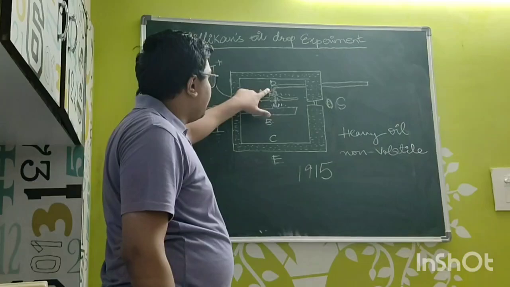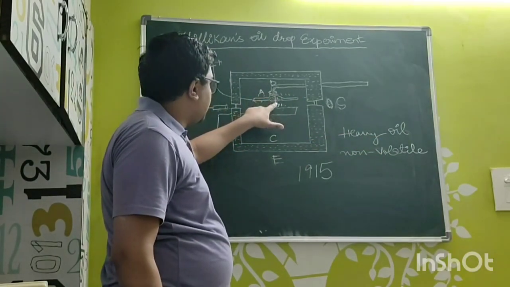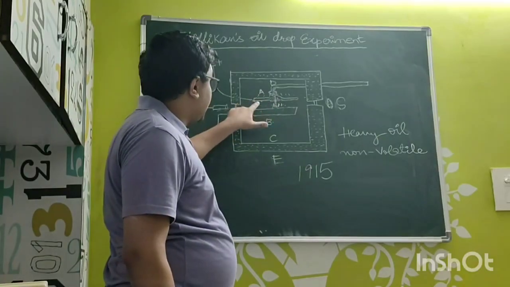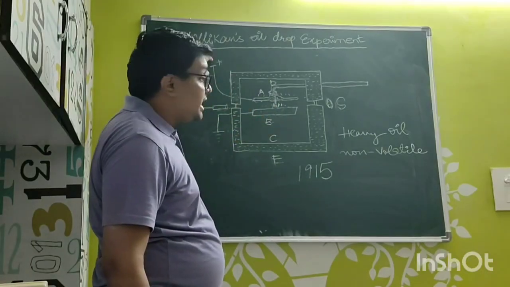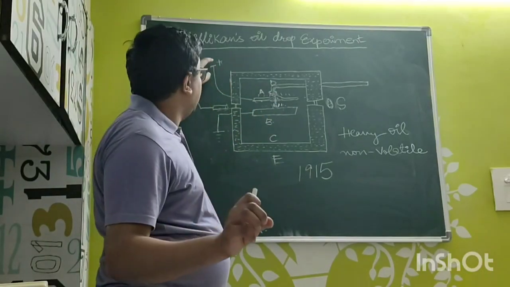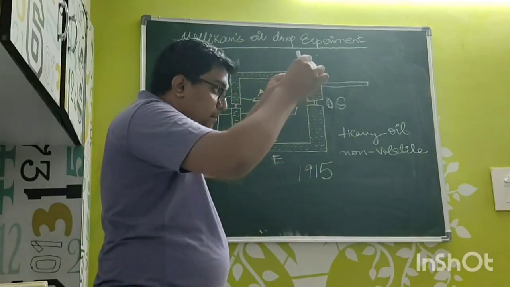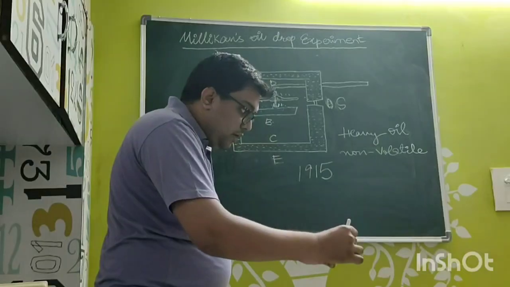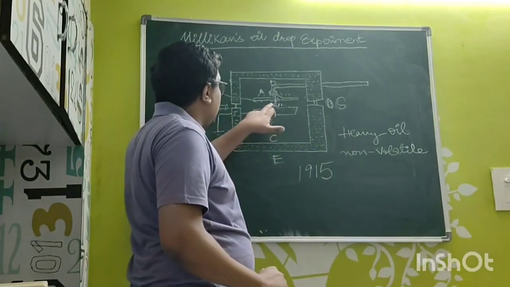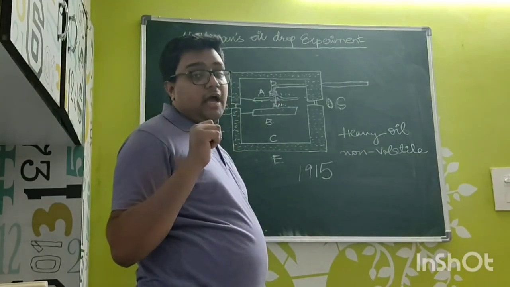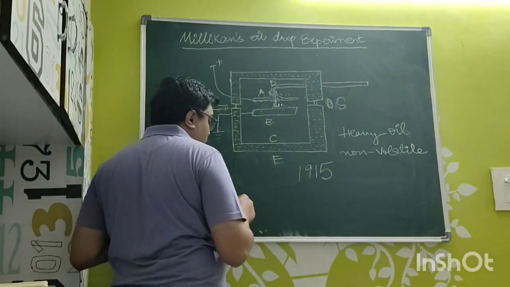Atomizer D produces a fine mist of heavy oil, which goes through the aperture, and because A is at high tension, it gets suspended somewhere in between if we adjust the tension correctly. The oil drop does not fall with full velocity; it slowly comes and suspends. So the suspension gives us the idea that there are two forces acting on the oil droplet.